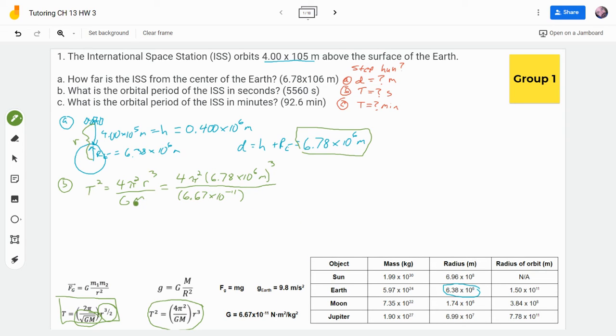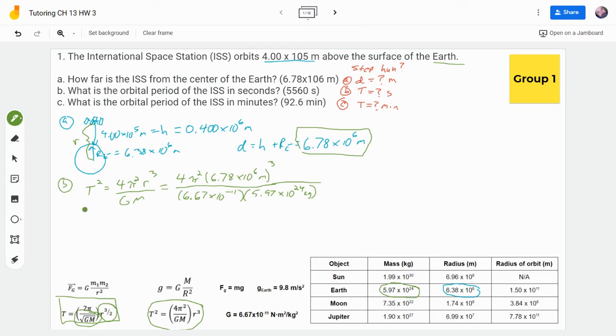And m is the mass of the thing being orbited, which is the Earth. So what's the mass of the Earth? It's this number right here. So 5.97 times 10 to the 24th kilograms. Okay. So here's what we've got. If we do this, and these numbers are in the right places, if we do this correctly, this will get us to T squared.